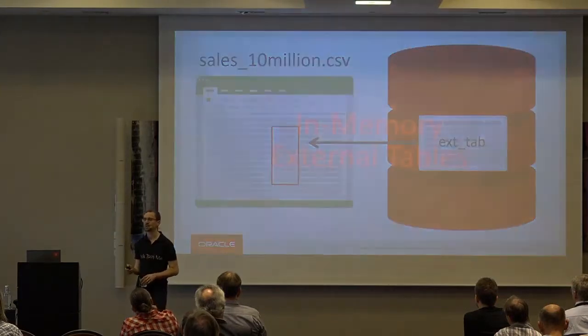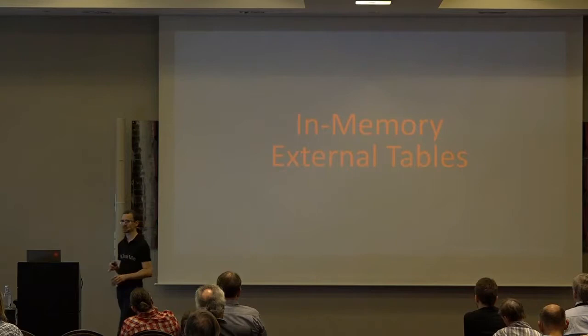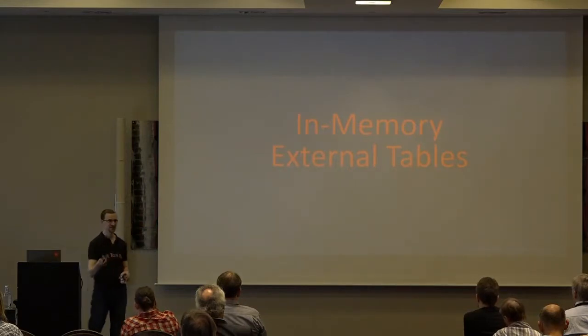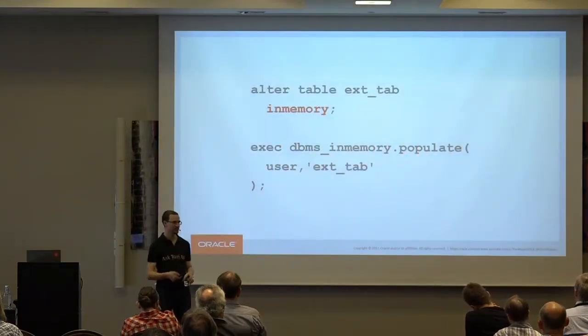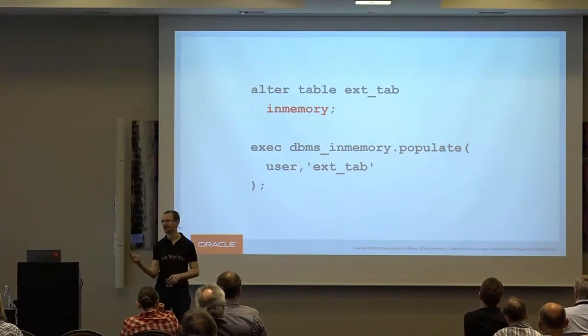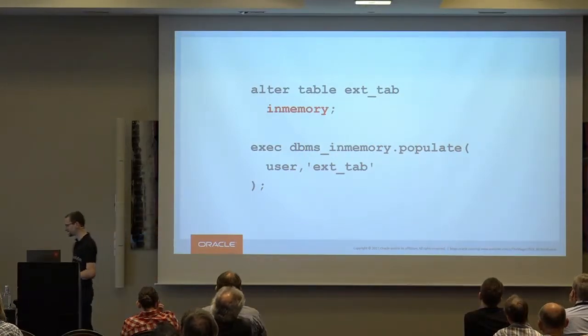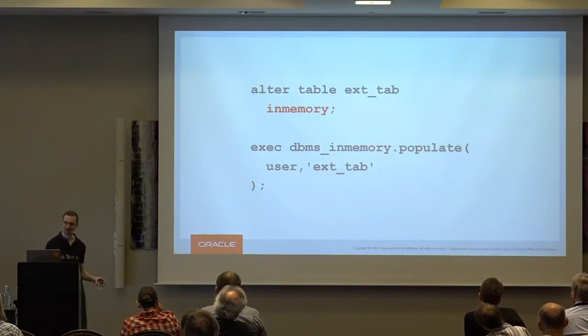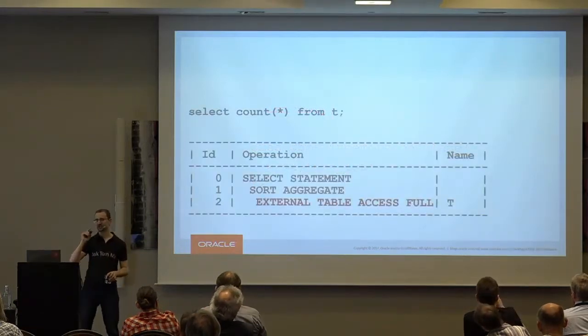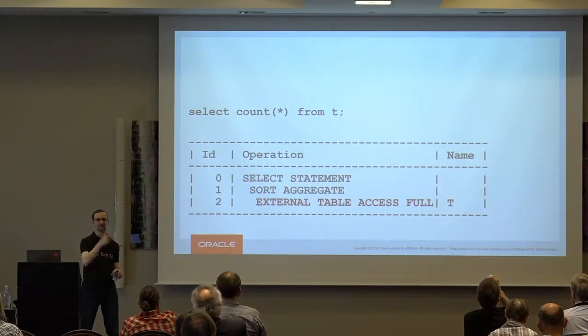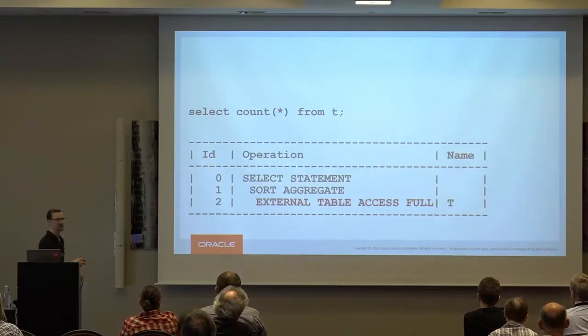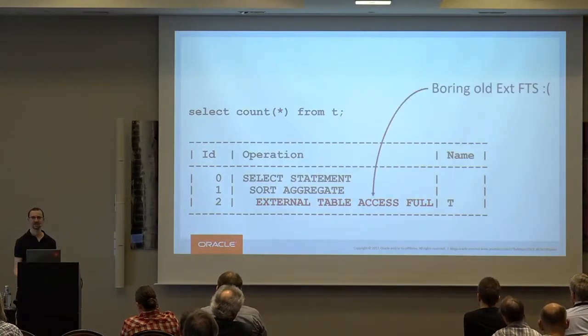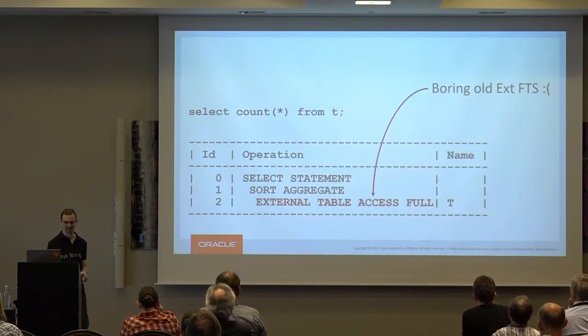In 18c, you can now load this into the In-Memory Column Store. So how do you do it? Again, nice, straightforward: alter table inmemory and populate it in. Do note again, you have to have the In-Memory option to do this. So you do this, you populate it in, and you run your query, and you find that, well, hang on, we loaded it into the In-Memory Column Store. Why are we still getting a traditional external table access full? Where are these nice performance gains you promised us, Chris?